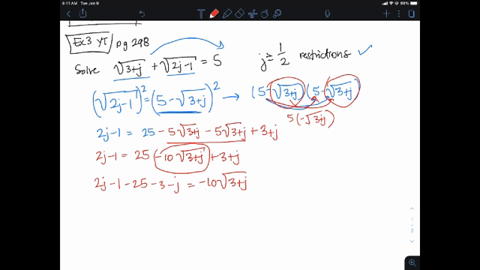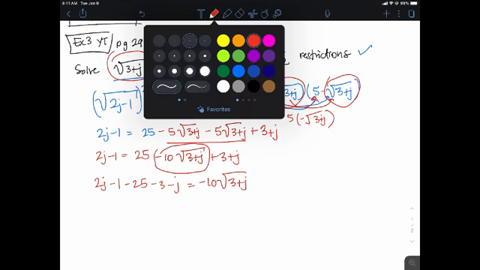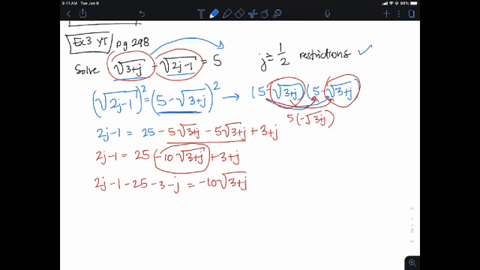Okay, so basically what we're seeing is if we start with two radicals, we're going to have to do this process of squaring both sides twice, and it's going to get a little bit messy, but it is achievable. Okay, combining like terms on the left-hand side, 2j minus j, I'm left with j.